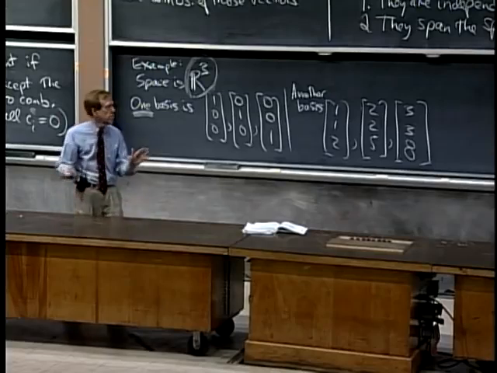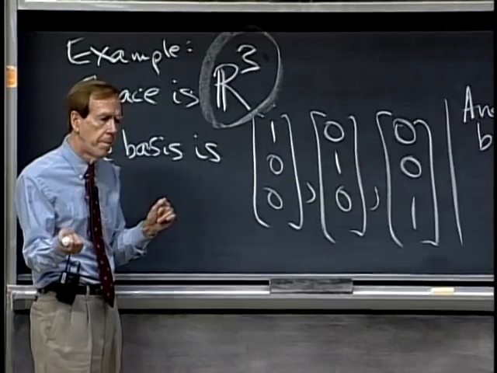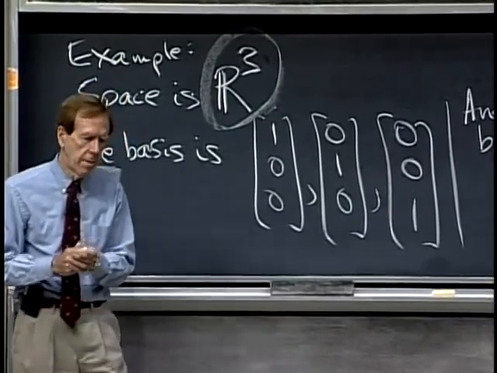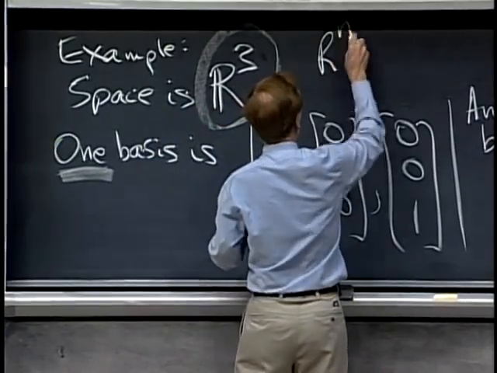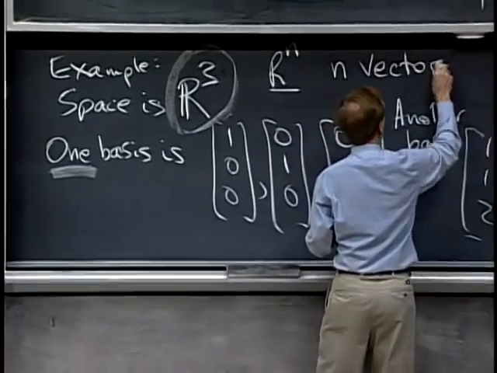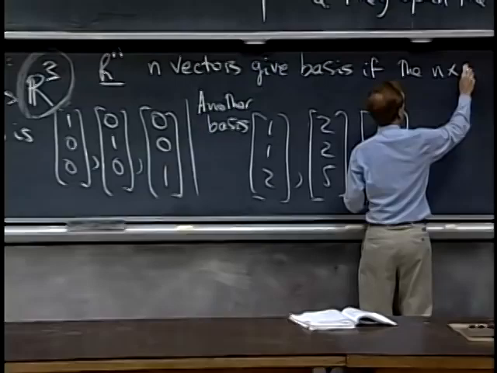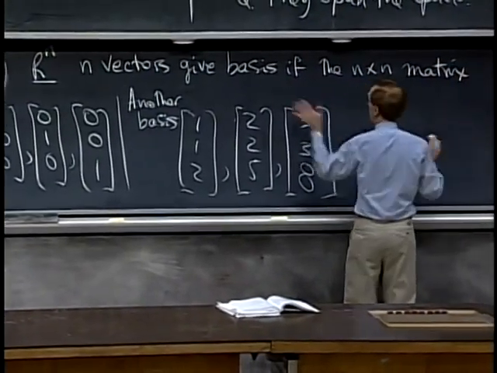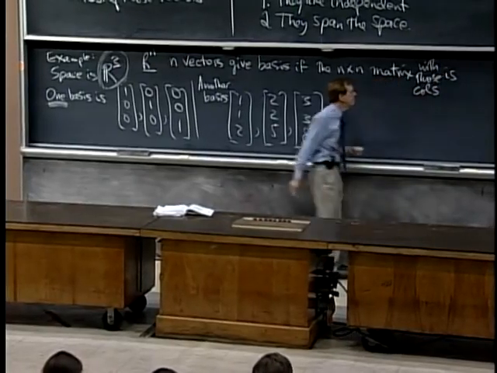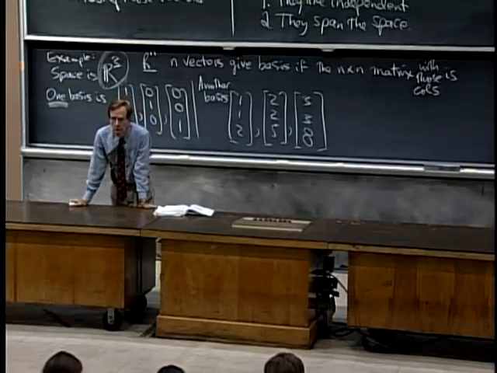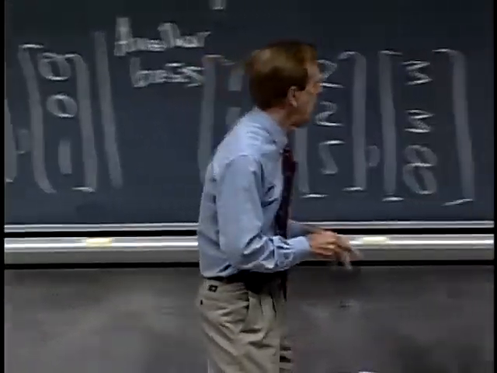In this case, when my space is R3 and I have 3 vectors, my matrix is square. What am I asking about that matrix in order for those columns to be a basis? So in Rn, if I have n vectors that give a basis, the n by n matrix with those columns is what? What's the requirement on that matrix? Invertible. Right. The matrix should be invertible. For a square matrix, that's the perfect answer: invertible.